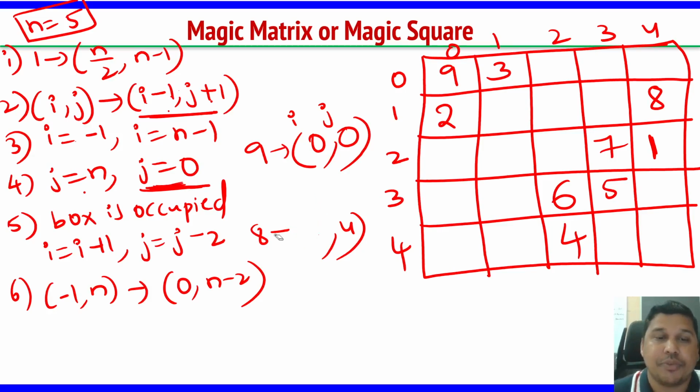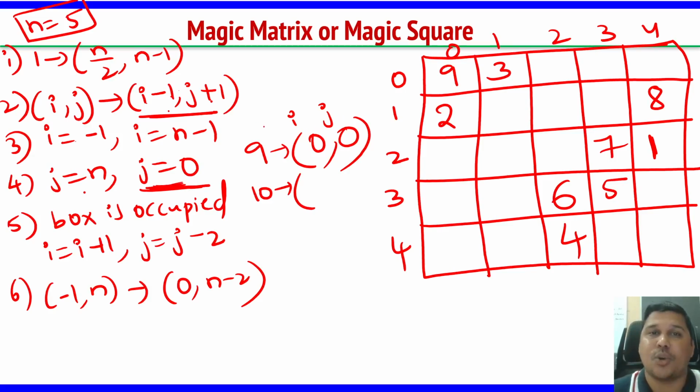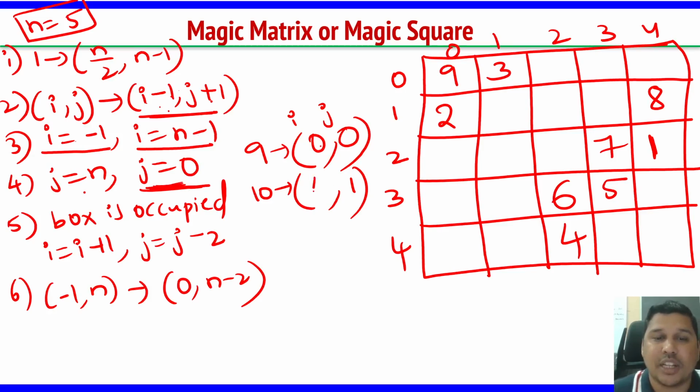Okay. Next, where should I fill my 10? To fill 10, what is my location? If previous elements are at i, j, then the next location will be at i minus 1, j plus 1. What is i minus 1? 0 minus 1, minus 1, comma j plus 1 means 0 plus 1, 1. Here i became minus 1, we do not have a location like this. So go to rule number 3. Rule number 3 says that if i is minus 1, update i to n minus 1. So i becomes 5 minus 1, that is 4. So at 10, I will be filling 4 comma 1. So where is 4 comma 1? Here I will be putting 10.